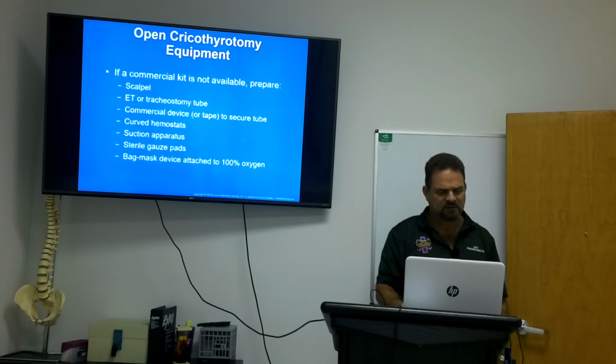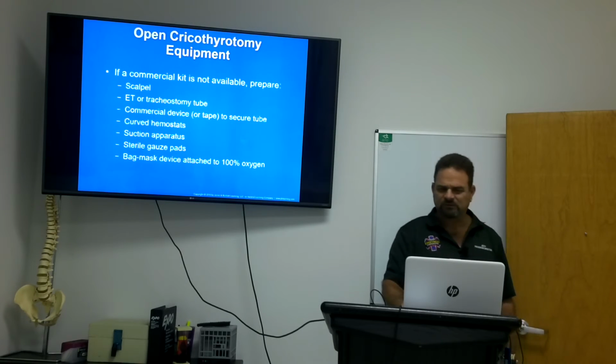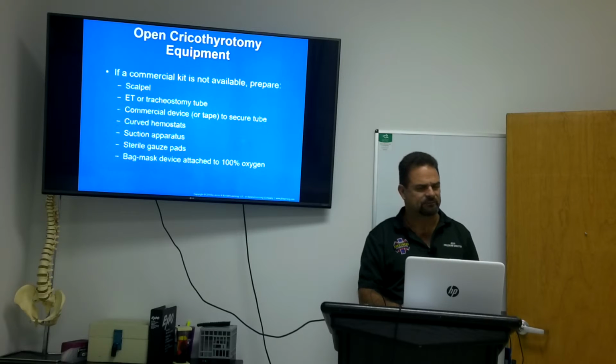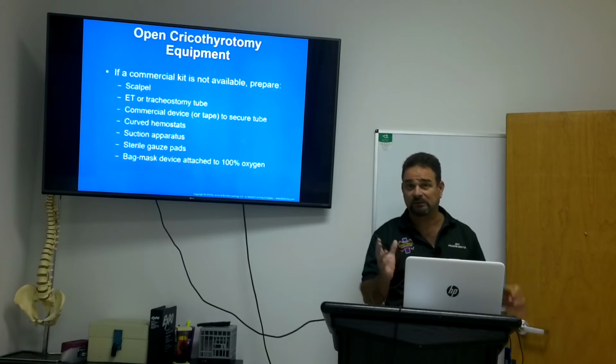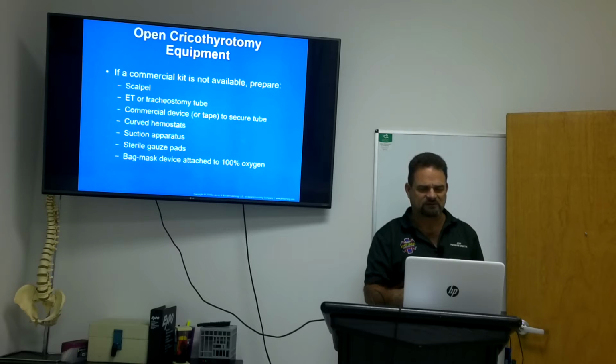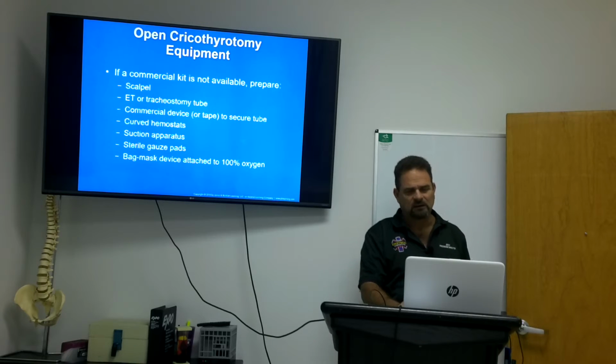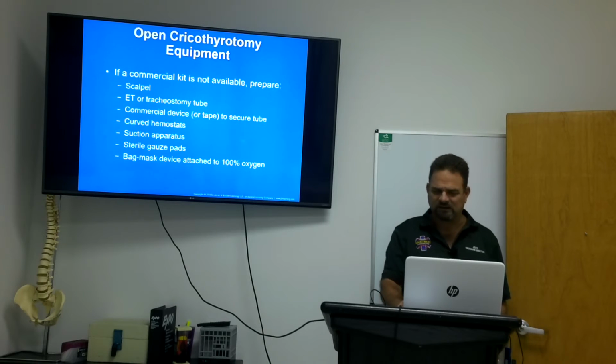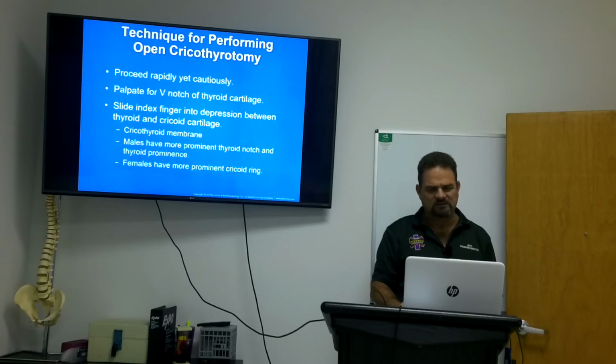Open cric equipment: scalpel, ET or tracheostomy tube. 6.0 is your minimum. So in your adults, you need to get that 6.0 and make sure that that's what you're using, because it's going to be big enough. You can get it in there. Commercial device or tape for securing the tube, curved hemostat, suction apparatus, sterile gauze pads for bleeding control, and a BVM.